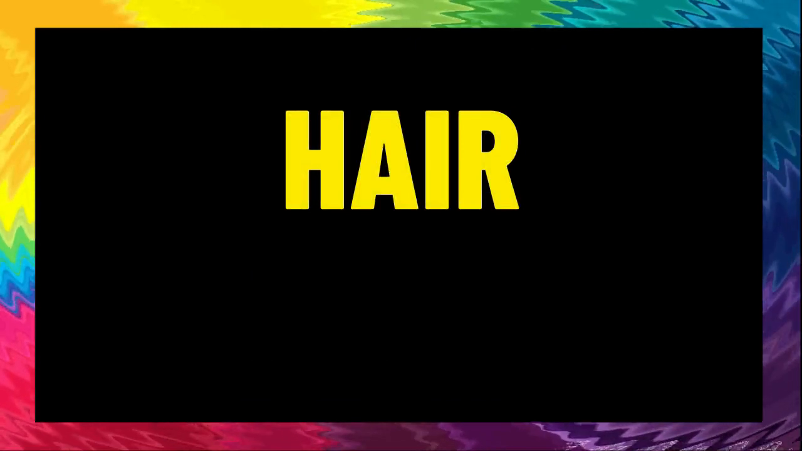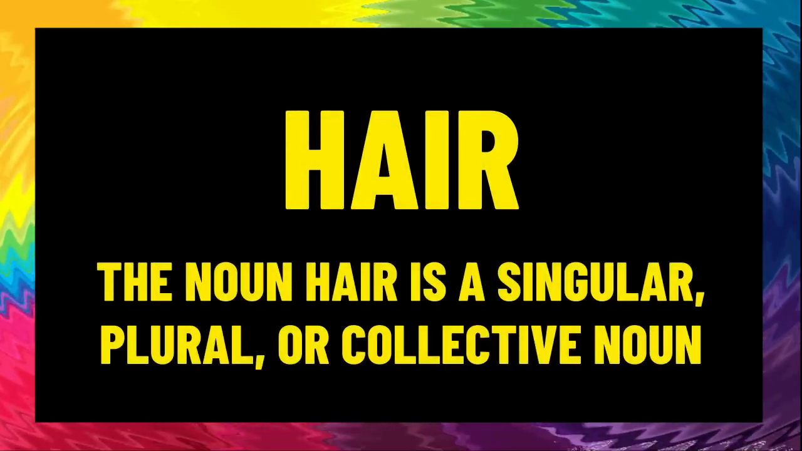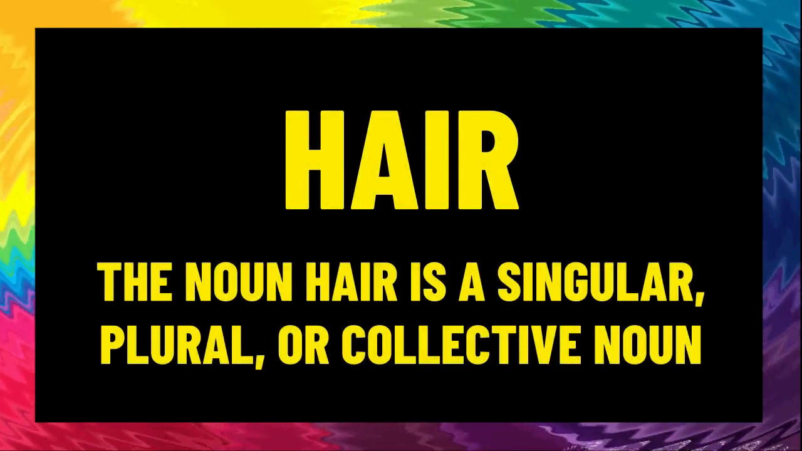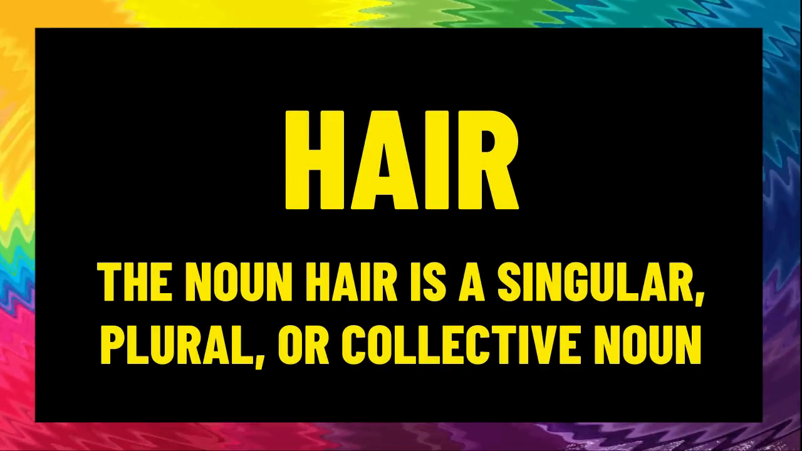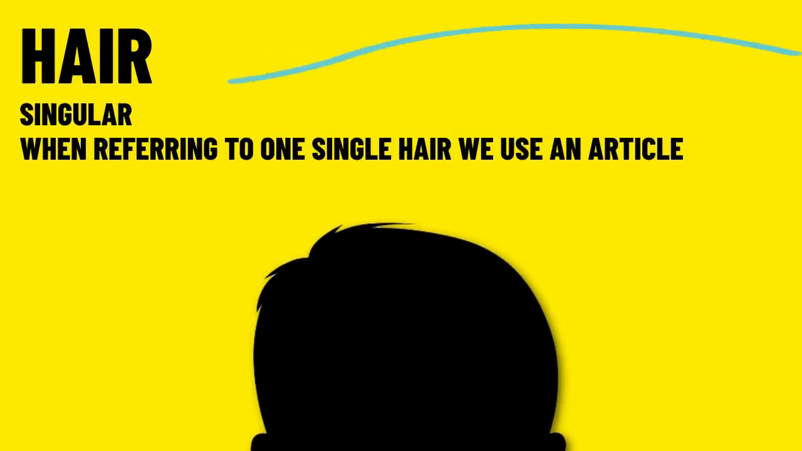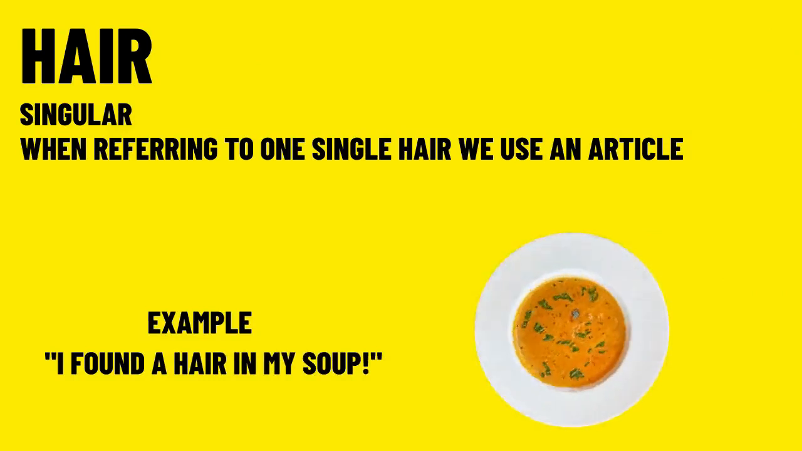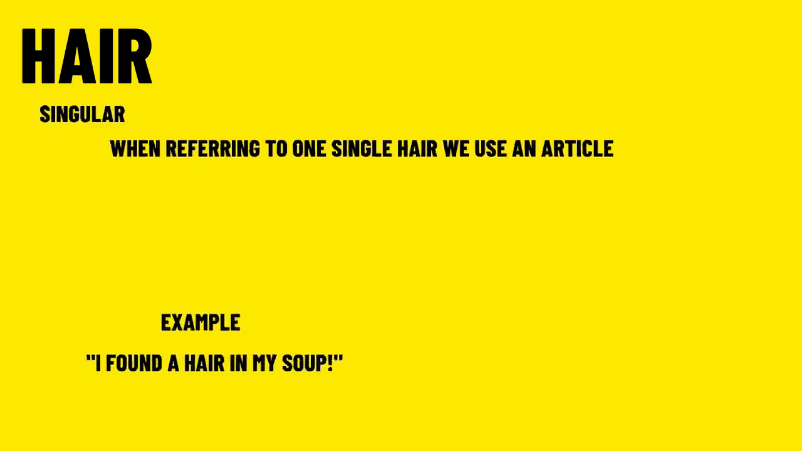Okay, so let's jump right into our lesson, and we're going to start off with the word hair. The noun hair is a singular, plural, or collective noun. Now, what does all this mean? In the singular, we are referring to one single hair, and when we do this, we use an article. An example sentence would be, I found a hair in my soup.